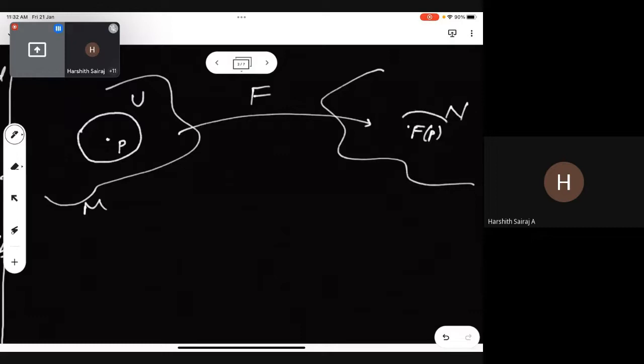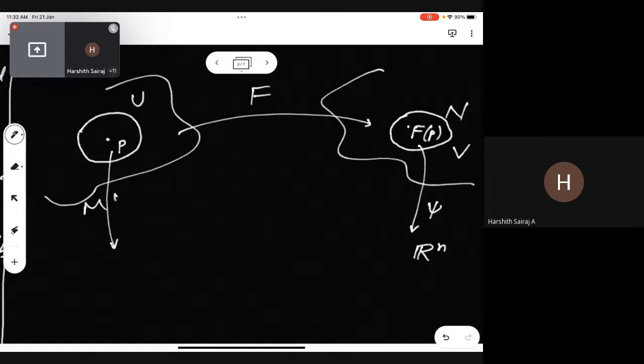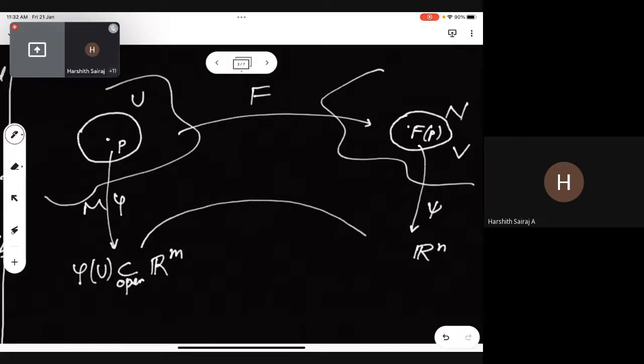So look at a chart around F(p) also. This is called V. Now chart means you have a map also. This is psi, which goes inside Rn, some open subset of Rn. And here also you have the chart phi, it goes to phi(U), which is open in Rm. All right, because M is of dimension m and N is of dimension n, that we have taken for this definition, right? And what do you want? You want this one.